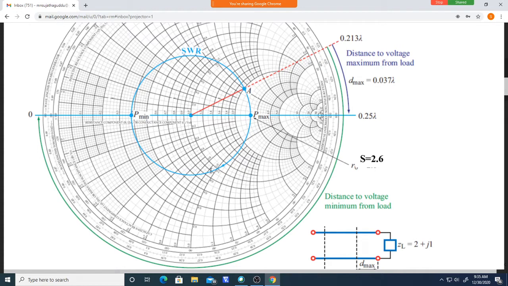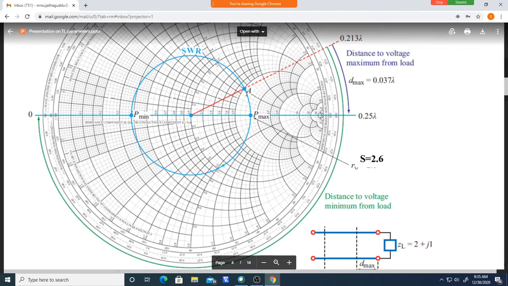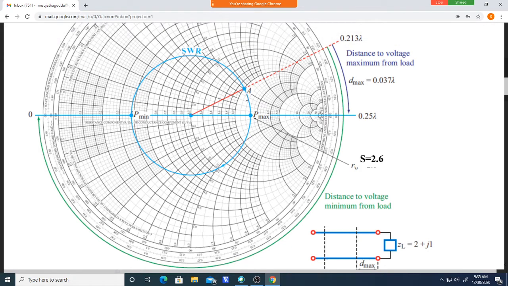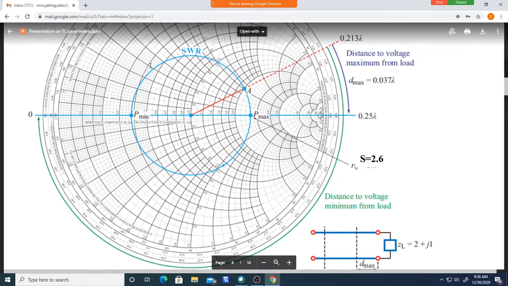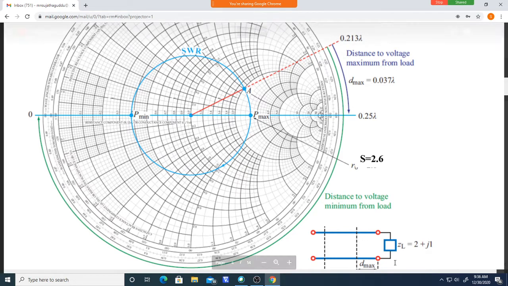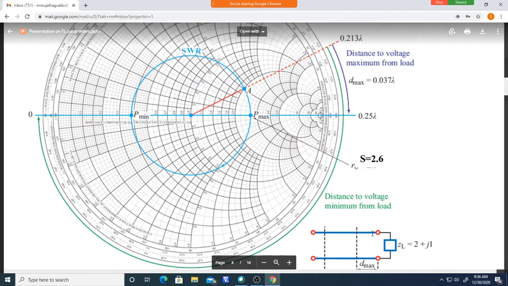If you move like this, for a given problem, it is nothing but moving from the load towards the generator. Starting from here, we are moving in the clockwise direction. We started from the load and are moving towards the generator. As we move like this, finally we will come back to the load, the same position.